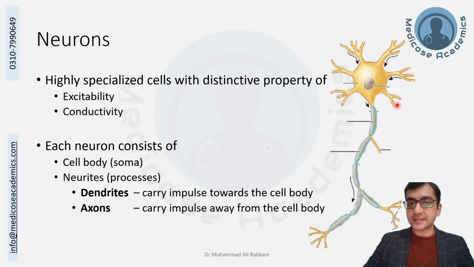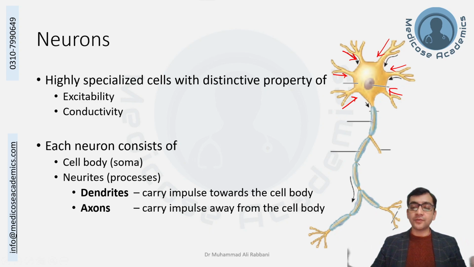The processes that are extending from the cell body are known as neurites. The common word for all the processes is neurites. Now, depending upon the direction of the impulses, these can be divided into dendrites. Dendrites are the processes that bring the signal towards the cell body.